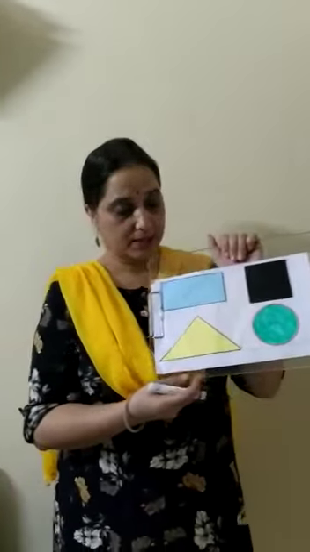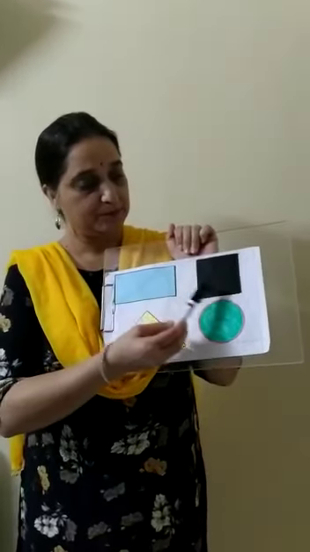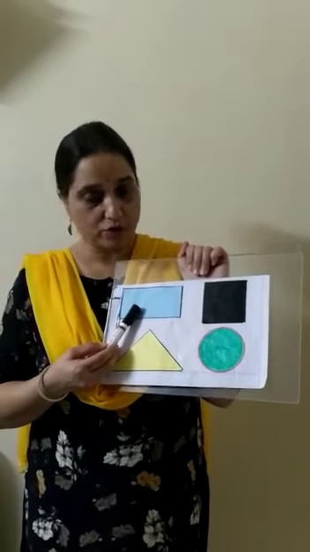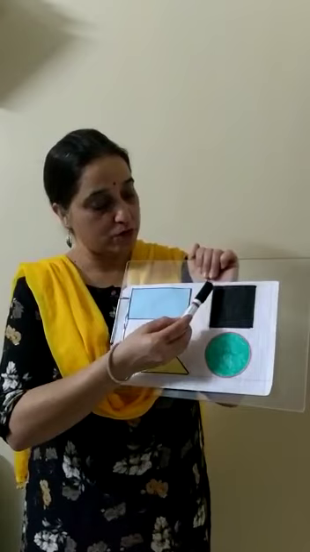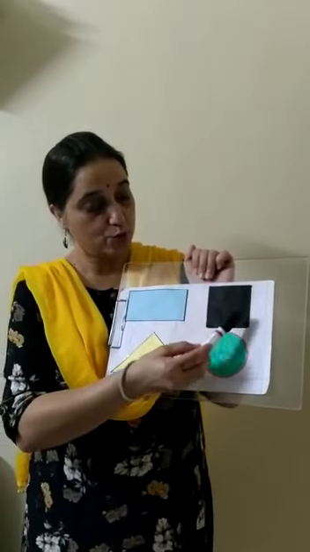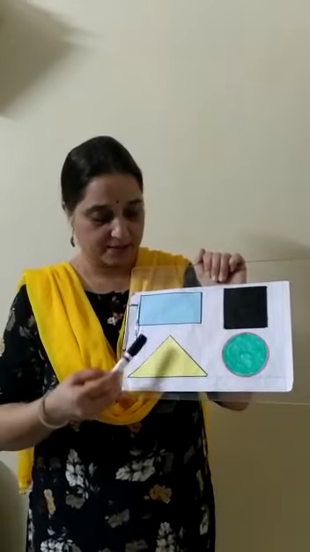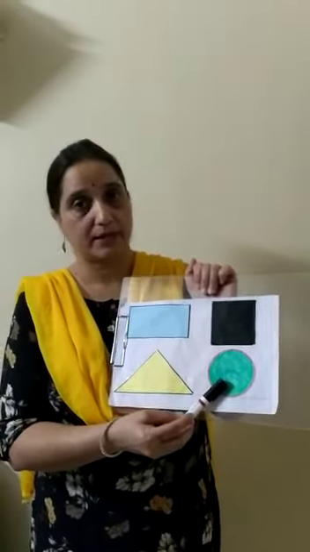Now, this is a picture of basic shapes. This is rectangle, square, triangle and circle. Rectangle has 4 sides, 1, 2, 3 and 4. Square has 4 sides, 1, 2, 3 and 4. Triangle also has 3 sides, 1, 2 and 3, and circle has no sides.